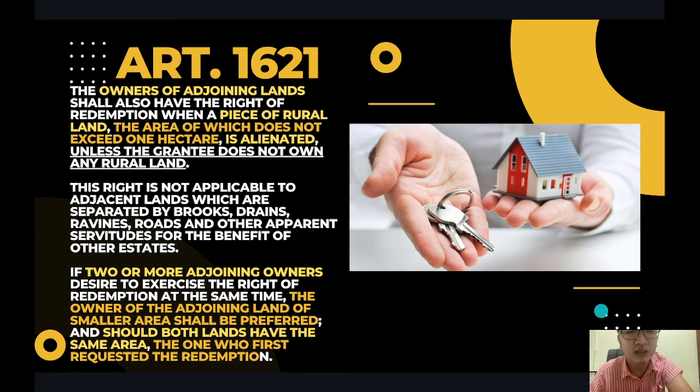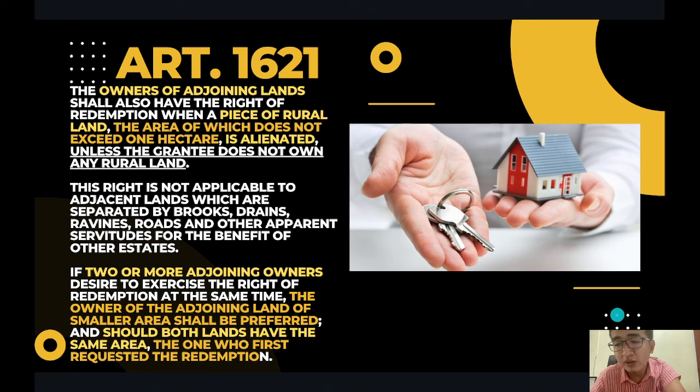The owners of adjoining lands shall also have the right of redemption when a piece of rural land, the area of which does not exceed 1 hectare, is alienated, unless the grantee does not own any rural land. So take note, the subject here is a rural land, meaning these lands are not in a city or a town, not an urban area. Ibig sabihin, nabenta. This right is not applicable to adjacent lands which are separated by brooks, drains, ravines, roads, and other apparent servitudes for the benefit of the estate.